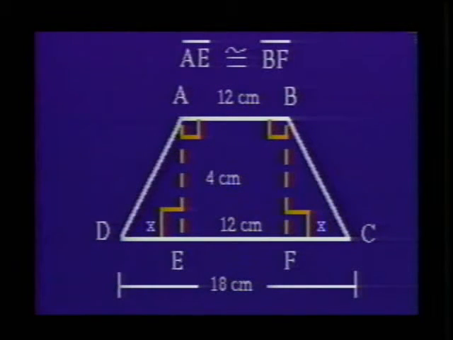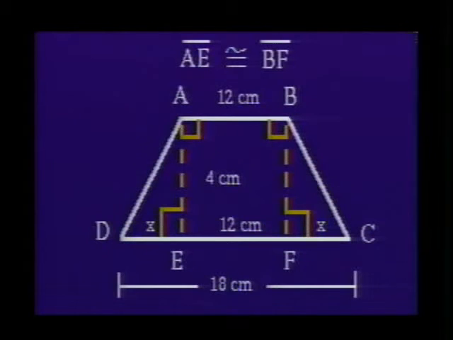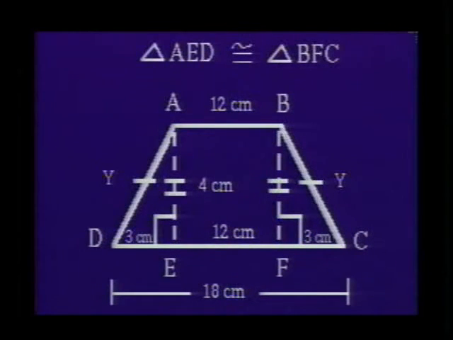We will begin by drawing in two altitudes, one between point A and point E, and another between points B and F. Since line segment AB is parallel to line segment DC, the perpendicular distance between them is constant, and therefore line segment AE and line segment BF are congruent.